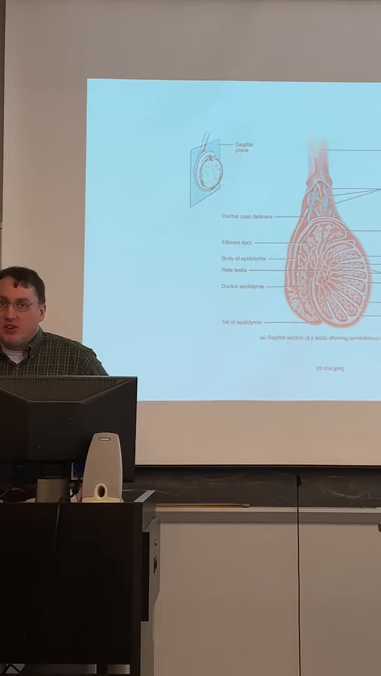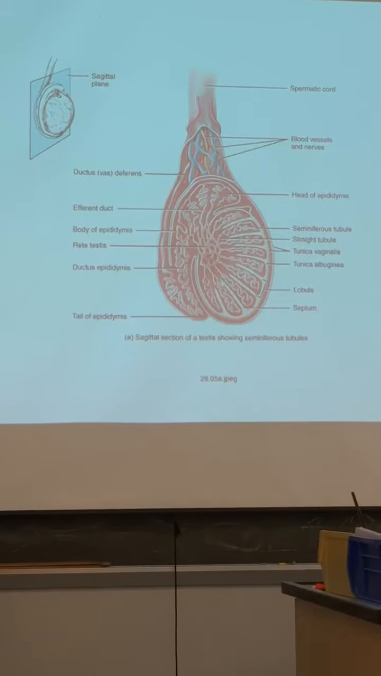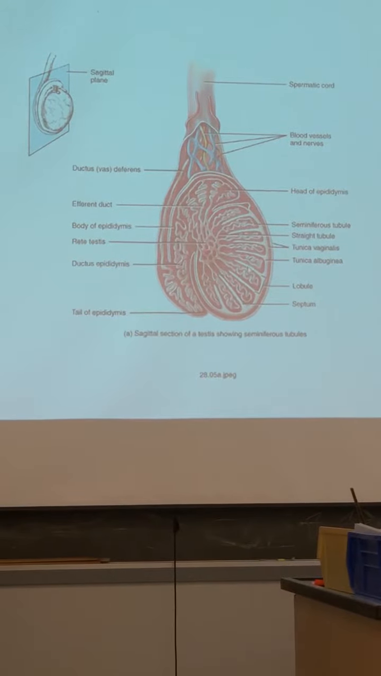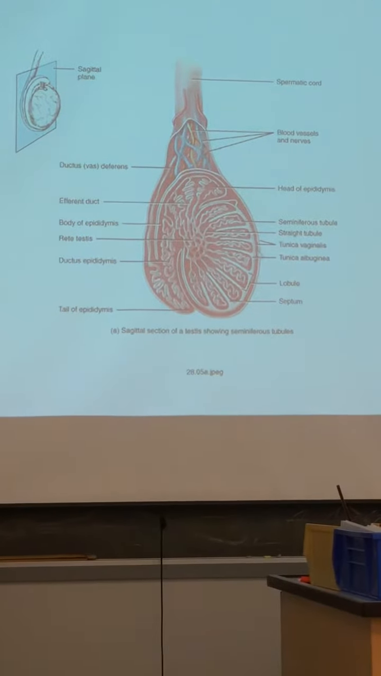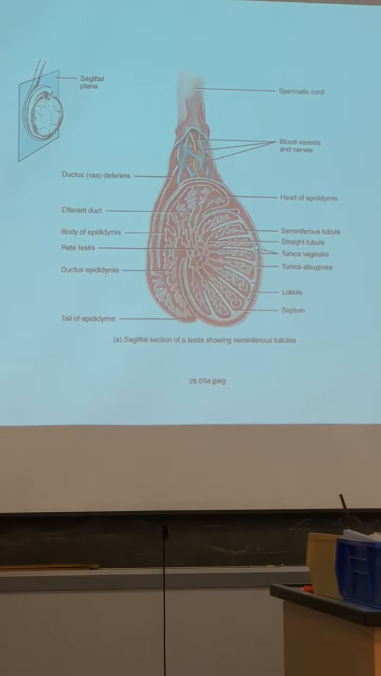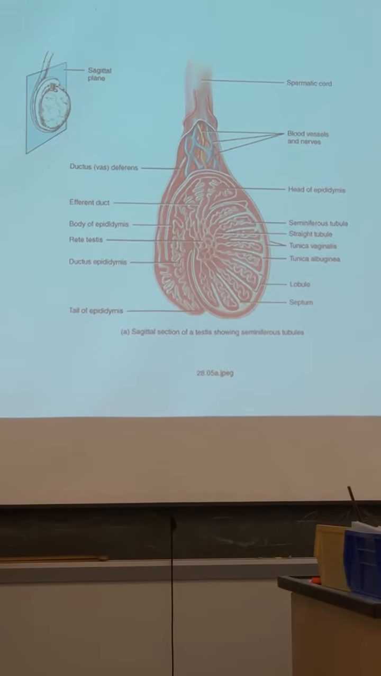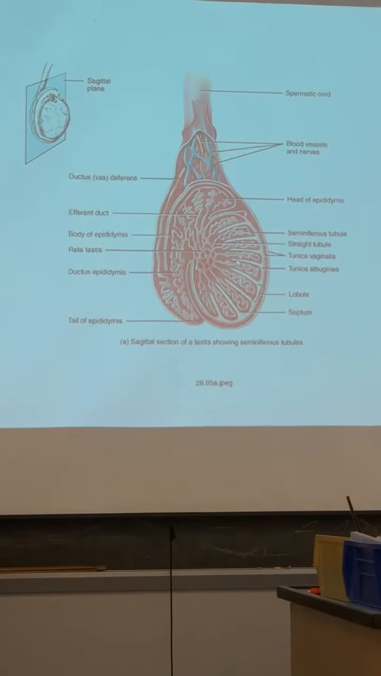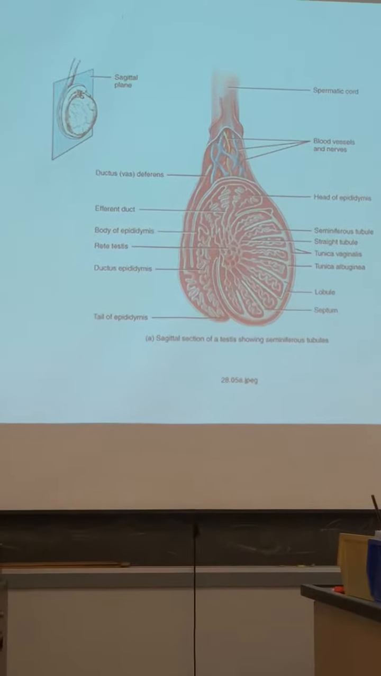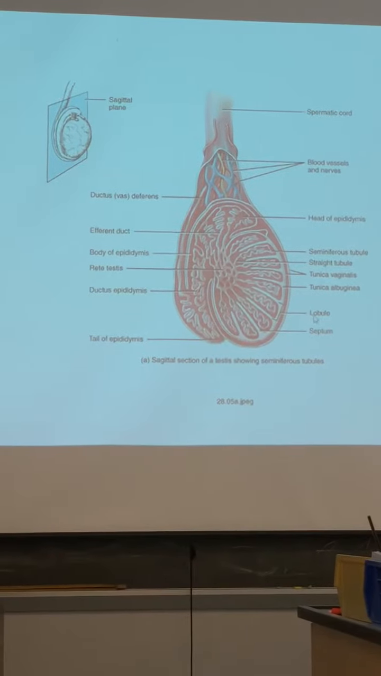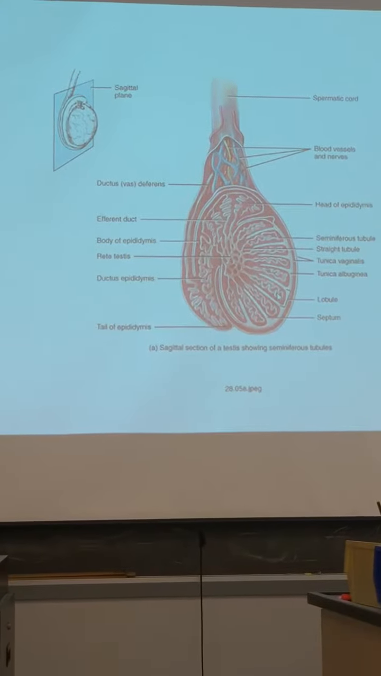All right, so here we can see a cross section of the testis. We can see, again, that tunica albuginea and the tunica vaginalis with this little space. And that tunica albuginea sends down processes into the center of the testis and divides it. These are called septa, and this divides the testis into several lobules. And each of those lobules contains between 1 and 3 seminiferous tubules.